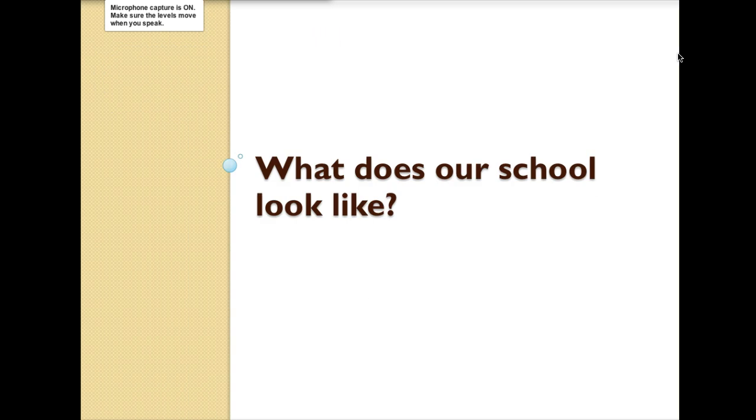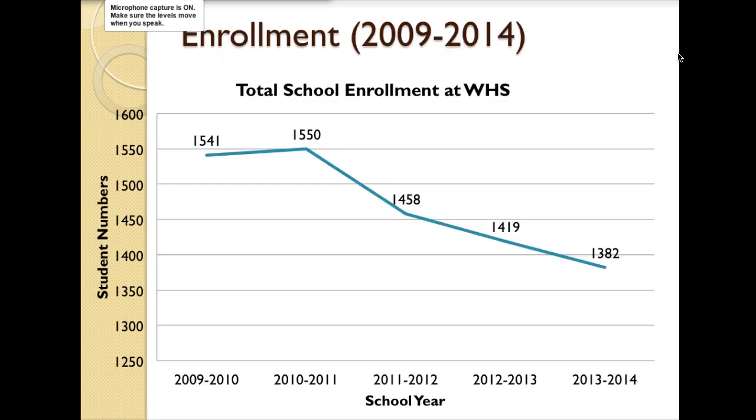What does our school look like? Well, in terms of enrollment, you'll see that last school year we had about 1,382 students. This is our lowest number of students enrolled in the past about 5 years. We topped out at about 1,550 in 2010, and we've been trending downward. This has been common in our county as numerous families have moved out during and after the economic recession, and we've had some redistricting as well to try to balance out our school populations.